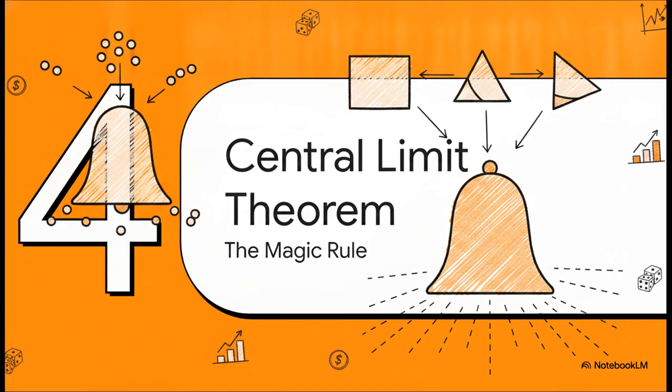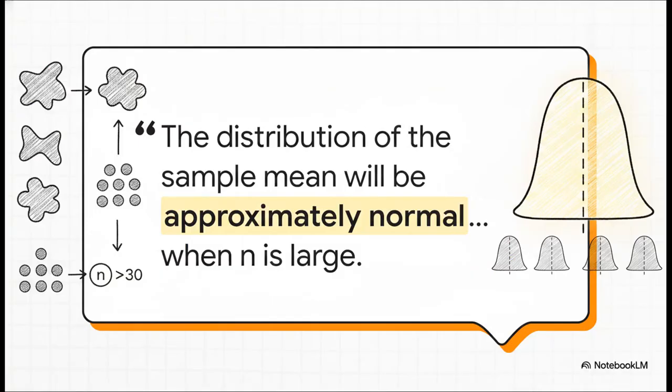Section 4. The Central Limit Theorem, the magic rule. This quote right here is the formal definition of the Central Limit Theorem. And let me tell you, it is incredibly powerful. It basically states that no matter what crazy, non-normal shape your underlying population distribution looks like, if you draw a large enough sample, the distribution of your sample mean will magically form an approximately normal distribution, a beautiful, perfectly predictable bell curve. And in the world of statistics, large generally means a sample size, or N, of 30 or more.